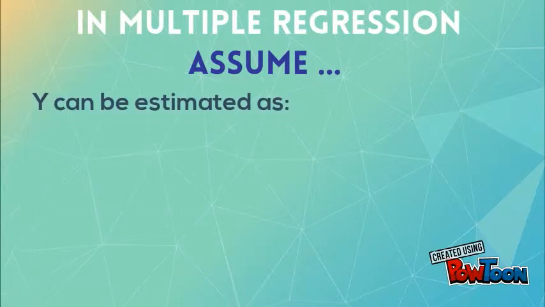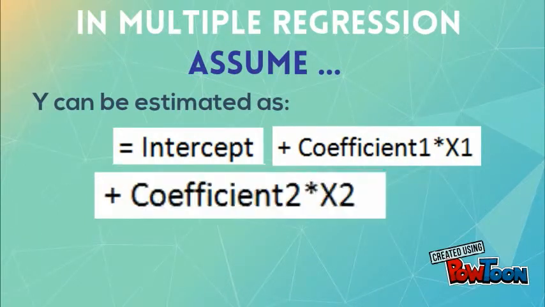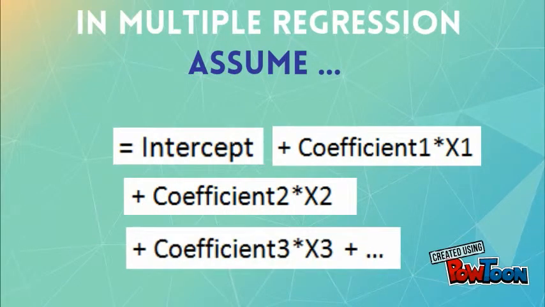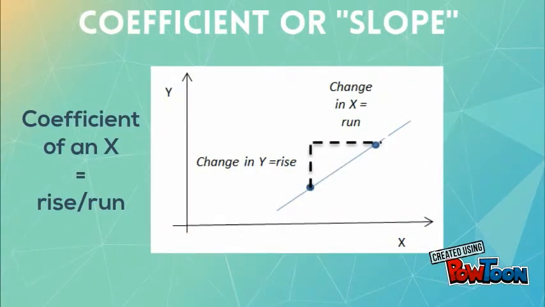We assume that y is a linear function of all of the x's. That is, y can be estimated as an intercept plus a coefficient times x1 plus a coefficient times x2 plus a coefficient times x3, etc. The coefficient or slope of each x variable is the increase in y as that x increases by 1 unit, assuming that all of the other variables are held constant.